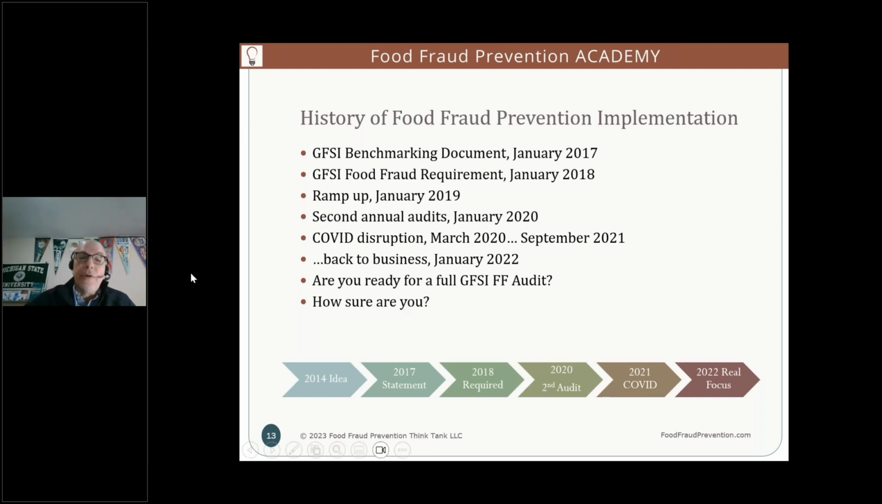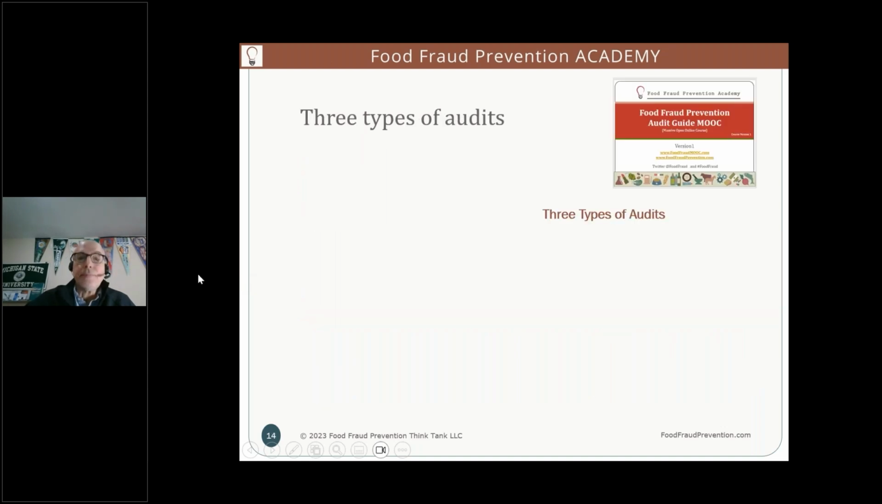So are you ready for that really full GFSI audit or controlling your company, and how sure are you? That's a good starting point for a question. And then how do you conduct that self-assessment? We've got a gap analysis that's the second to last slide here. So we'll give you a very, very simple first step. Just to remind you, there's 3 types of audits.